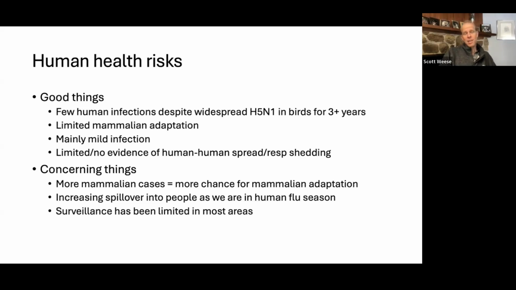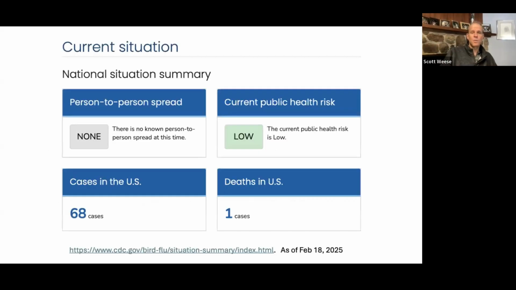But the more mammals that get infected, the greater chance we have of bad things happening. The more we have this influenza getting into the human population, or people getting exposed while they've got human flu during flu season, it's a concern. And we really don't know what's going on in a lot of areas because we don't have great surveillance for influenza. So we don't know if it's really rare or we're just rarely diagnosing it.